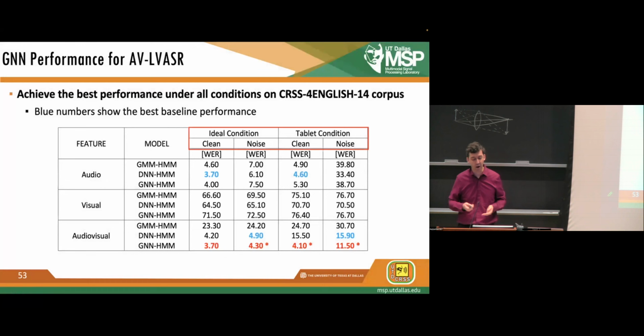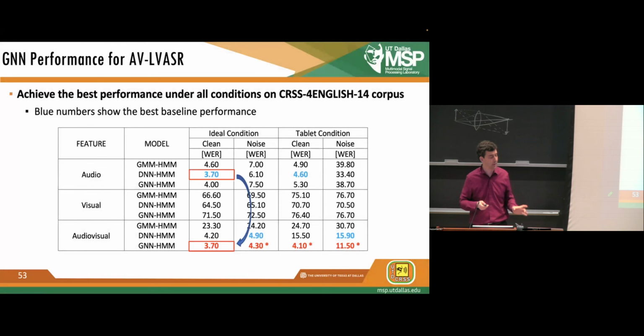What we found here is, if you compare the audio only information, the best performance that we achieved was 3.7. And you compare that with the performance that we obtain using our audiovisual solution with the gating mechanism, we basically match the performance. So the model does not drop performance in the clean conditions. That was one of our goals, and we achieved that goal with this framework. And when you look at the most challenging conditions, with noise and the tablet sensors, we found that our model led to the best performance compared to the other two baselines.